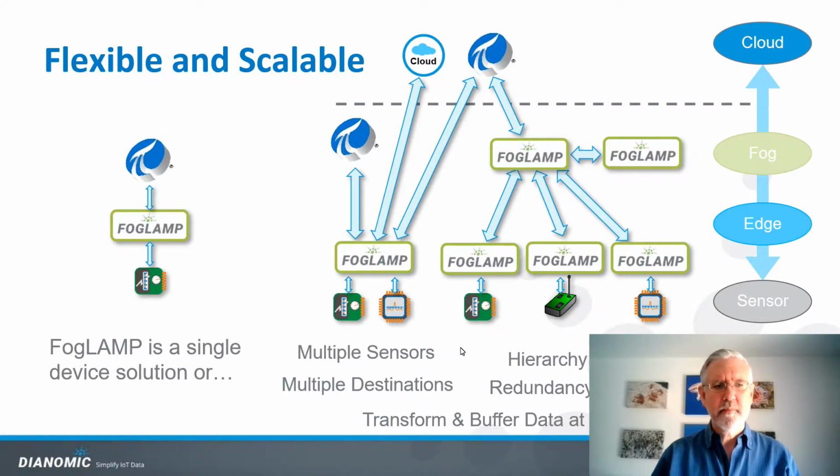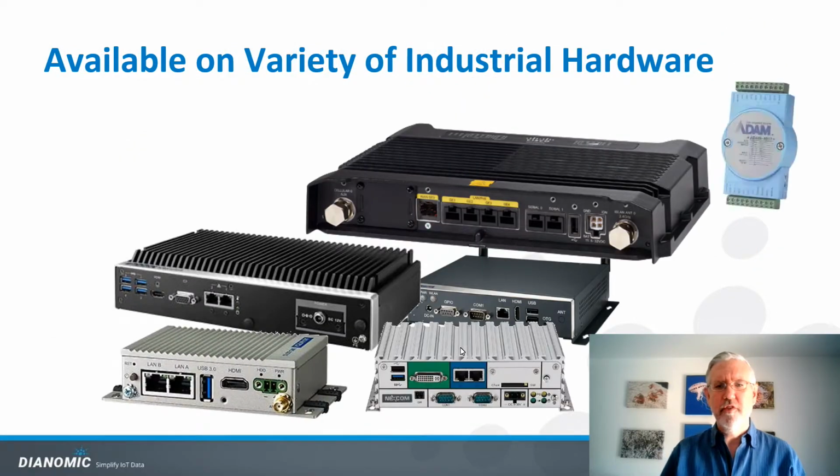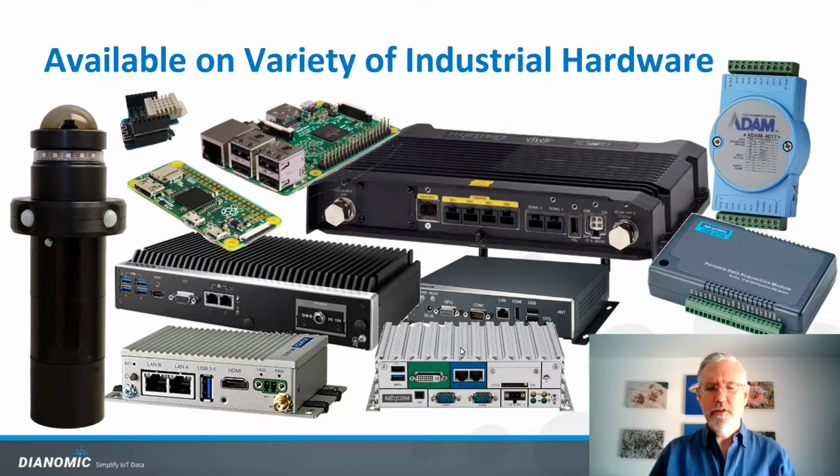FogLAMP runs on any variant of Linux, and so it runs typically in industrial gateways like the ones at the bottom by folks like Advantech or Nexcom. There's a company called SmartCone on the left that makes servers that mount on telephone poles, can run in Cisco routers and containers or other kinds of containers as well.